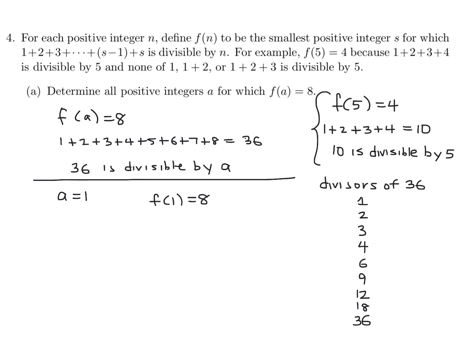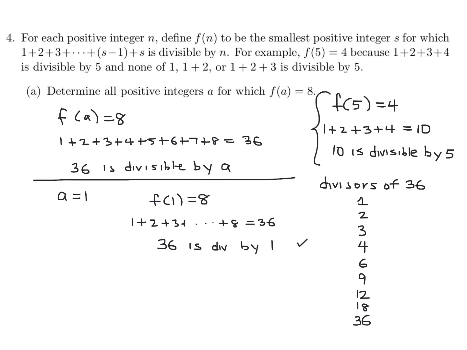By definition, that means that 1 plus 2 plus 3 until 8, which equals 36, right? And 36 is divisible by 1. Is that true? Sure. So that's good. But here's the key. This must be the smallest possible number for which this holds true. If we find a number that's lower, then this is not valid.